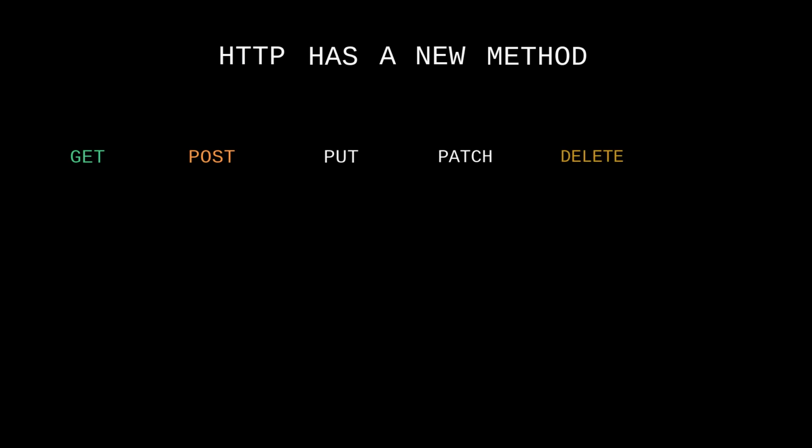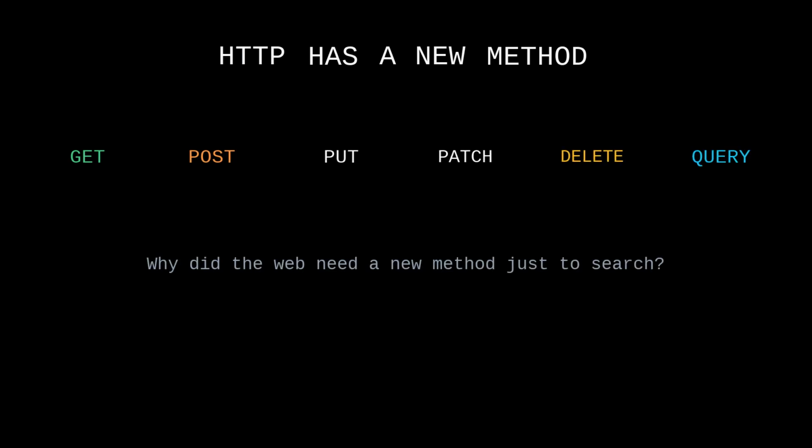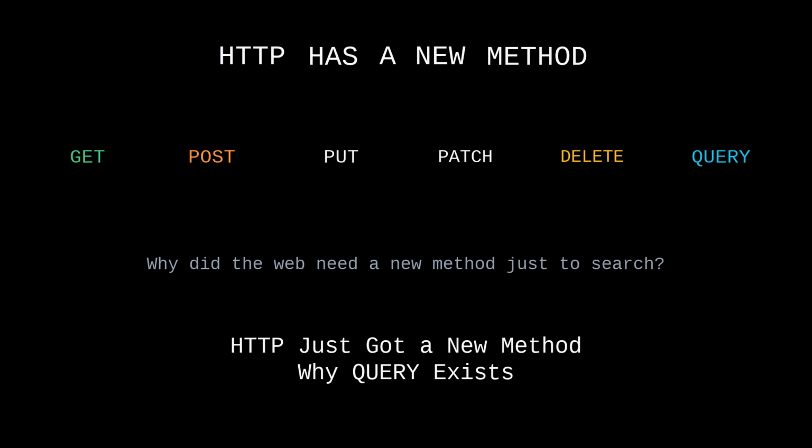HTTP has used methods like GET and POST for decades. In June 2026, it officially gained another one: QUERY. RFC 10008 defines it as a safe, idempotent way to ask a server a structured question. But why did the web need a new method just to search for data? The answer starts with a URL that keeps growing.